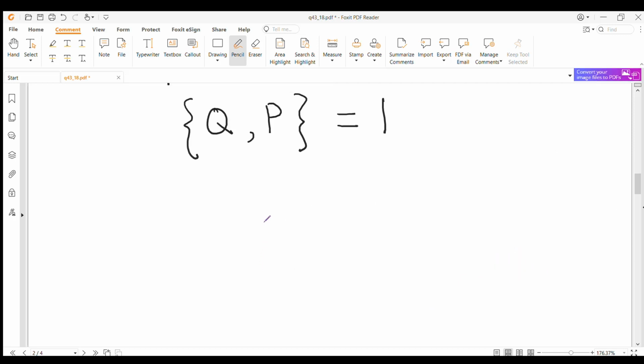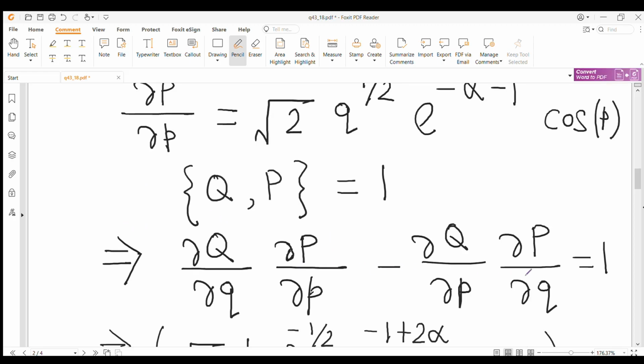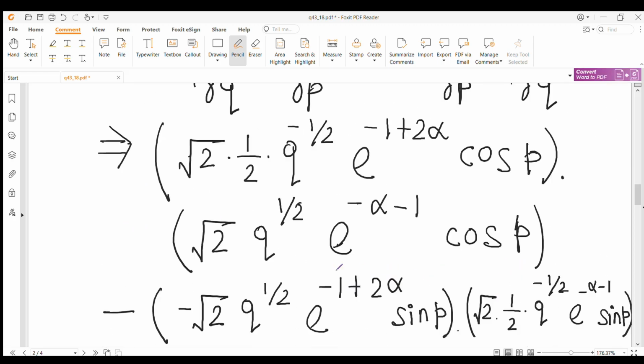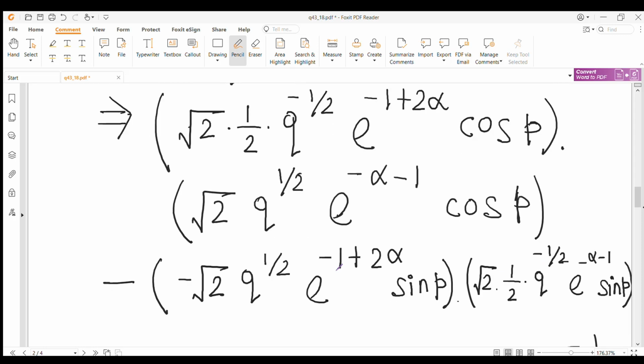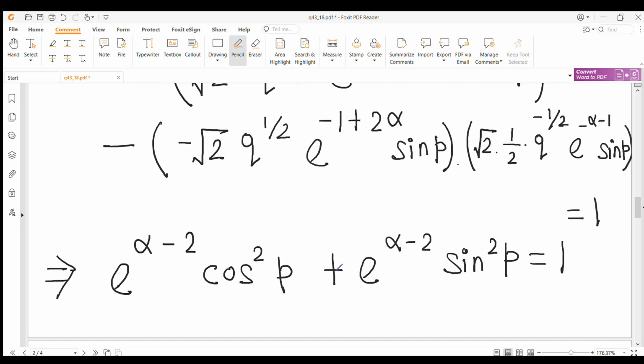Now if the transformation mentioned in this question is canonical, then the Poisson's bracket of capital Q and capital P is equal to 1. Putting the values of the partial differentiations in this expression and after doing some simplification, we get e to the power alpha minus 2 into cos square small p plus e to the power alpha minus 2 into sine square small p is equal to 1.